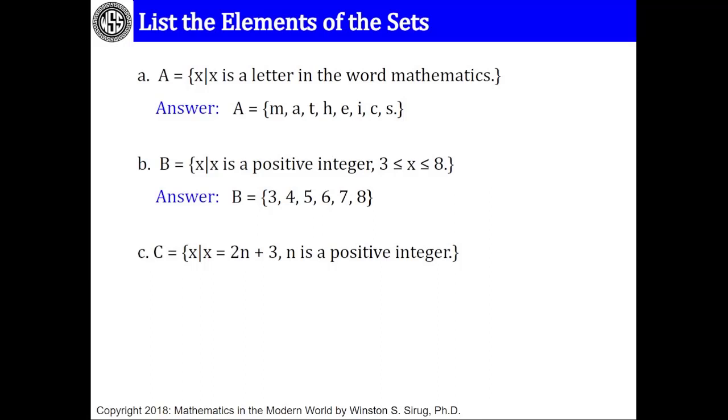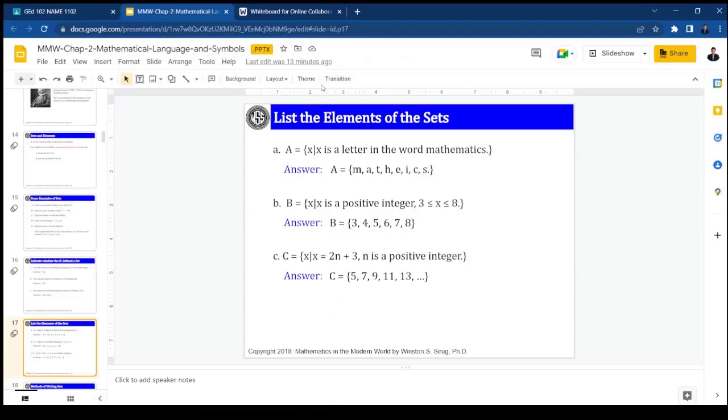Sir, ano po? 5. C is equals to set of 5, 6, 7, 8. Hanggang 13 po. Okay. So, answer is 5, 7, 9, 11, 13. So, bakit siya meron ito? Kasi hindi ka nag-define ng ending. So, yung positive integer mo, paano ba siya naging 5, 7, 9, 11, 13? 2n plus 3.